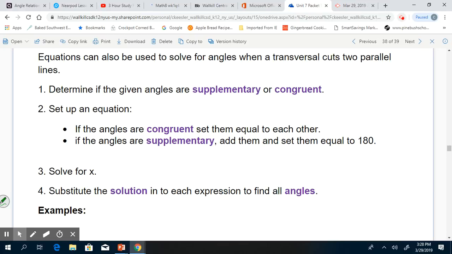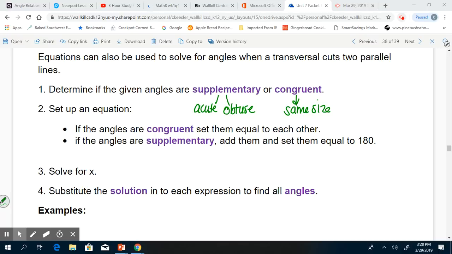First, determine if the given angles are supplementary or congruent. Remember, it can only be one of those two when we have parallel lines cut by a transversal. They're supplementary if we have one acute and one obtuse angle. They're congruent if they are the same size.